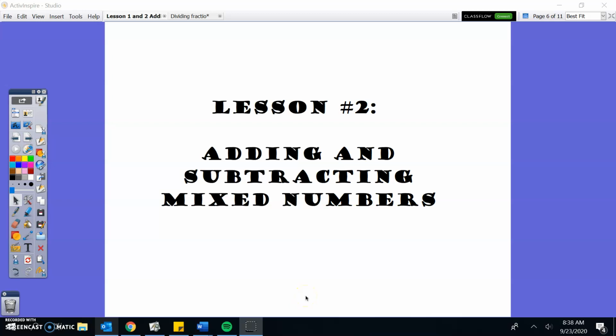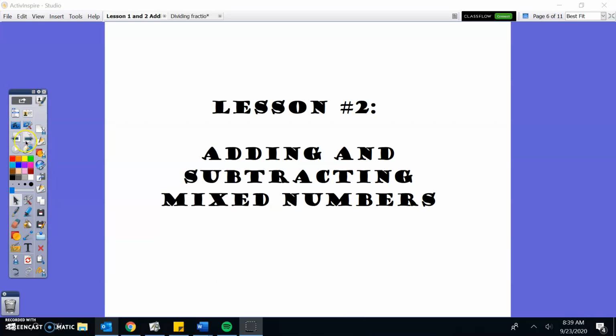In this morning's lesson, we talked about adding and subtracting fractions, and we did some practice with that, and then you did some practice with a partner. So for this afternoon's lesson, we're going to continue building on that, and this time we're going to talk a little bit about adding and subtracting mixed numbers.